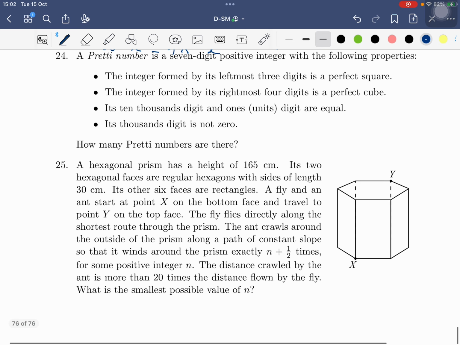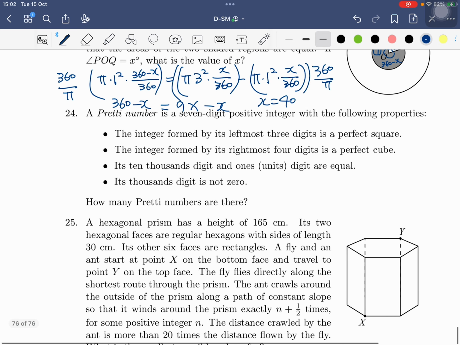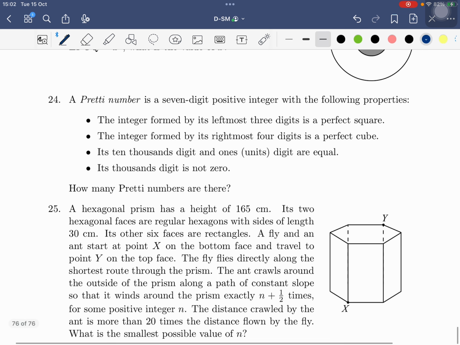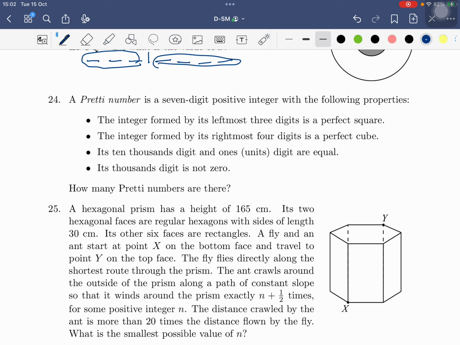And number 24, pretty number. The name is pretty. So a pretty number is a 7-digit positive integer with the following properties. The leftmost 3 digits are a perfect square, and the rightmost 4 digits are a perfect cube. So these 3 digits are a perfect square, and here, a perfect cube. So we need to find the 3-digit perfect squares and 4-digit perfect cubes.